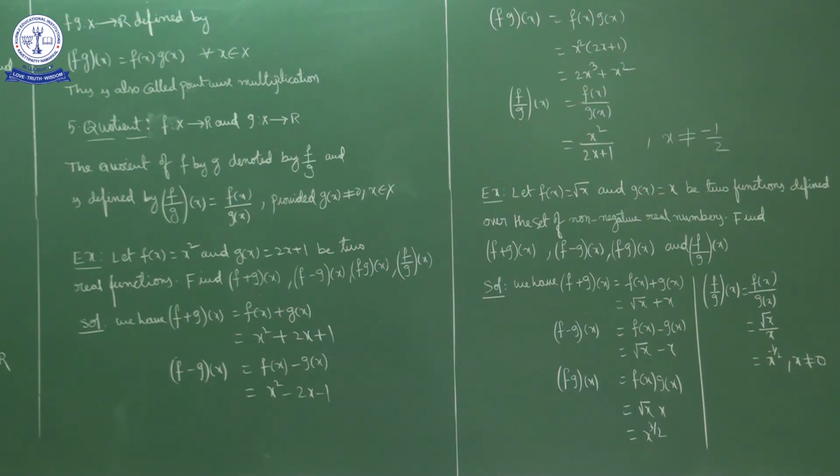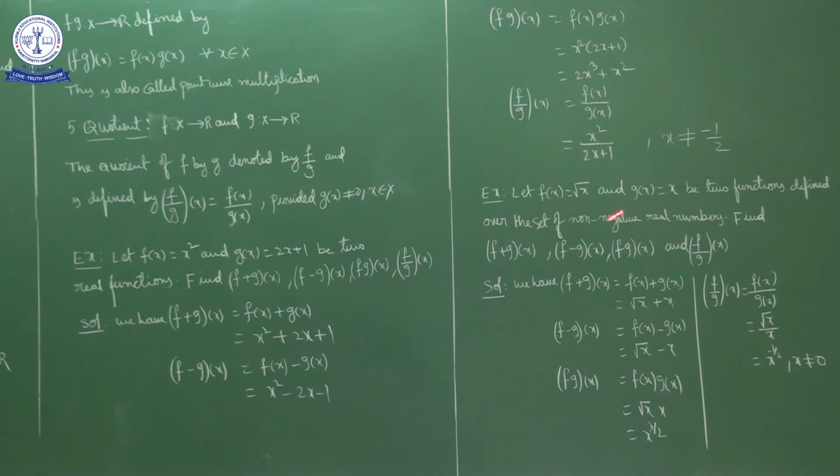In such a case, when you write f plus g, f minus g, f into g, quotient, that has to be defined on the common domain. What is the common domain? Common domain is non-negative real numbers. So these two functions are defined over the set of non-negative real numbers. Then we have to find f plus g of x, f minus g of x, f into g of x and f by g of x.